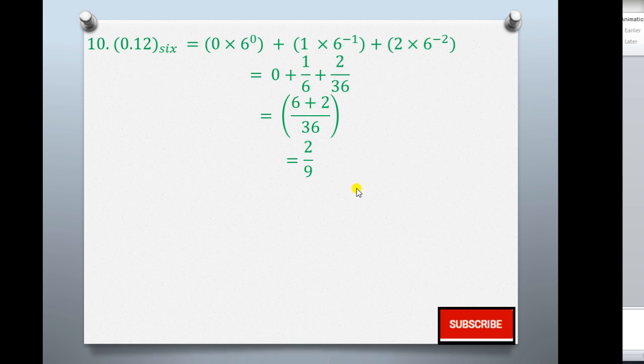Now this brings us to the end of the section A type questions. Please watch out for the next section, and that will be section B.